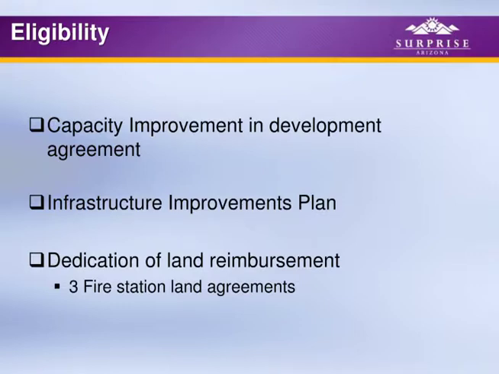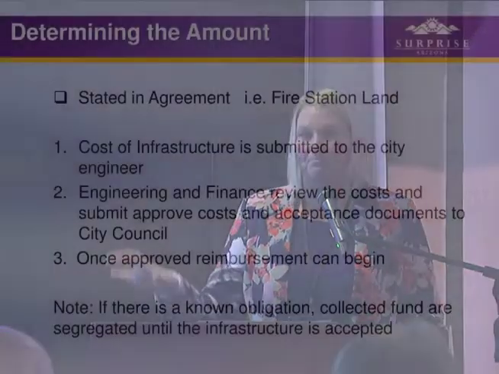So determining the amount, a lot of it is in the agreement of what we had said, and it's not a set amount. It's whatever lawyer wrote it at the time, that either our attorney or their attorney agreed to. So we have fire station lands that are 90,000 an acre, we have some that are 100,000 an acre, so it's not consistent. So making sure that we reimburse those, and it's the cost of infrastructure. So it's the cost of infrastructure at the time that they built it.